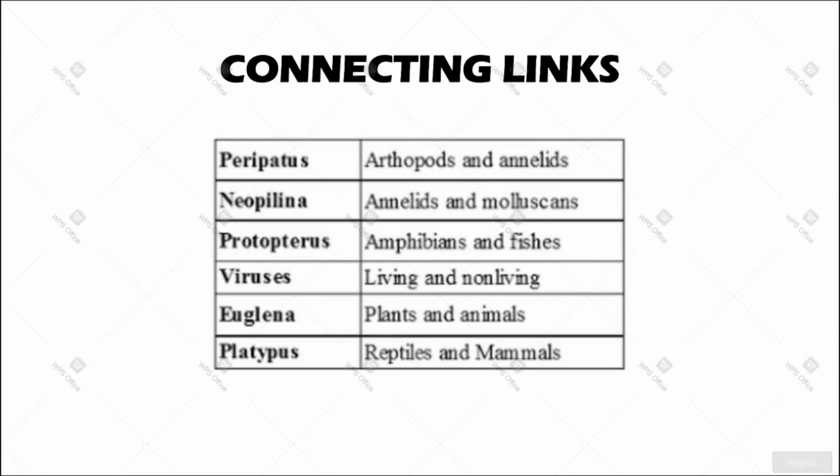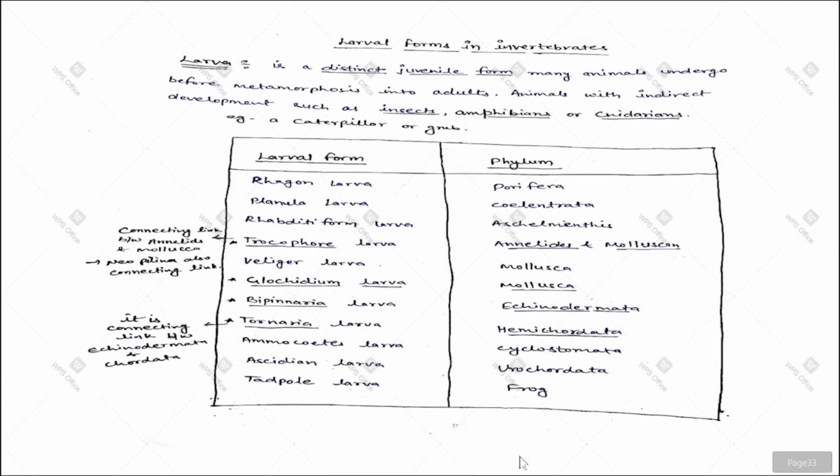So next are the connecting links. Peripatus is an example of a connecting link. It connects arthropods with annelids. Neopilina is a connecting link between annelids and mollusks. Protopterus is a connecting link between amphibians and fishes. Viruses are a connecting link between living and non-living. Euglena is a connecting link between plants and animals. Platypus is a connecting link between reptiles and mammals.